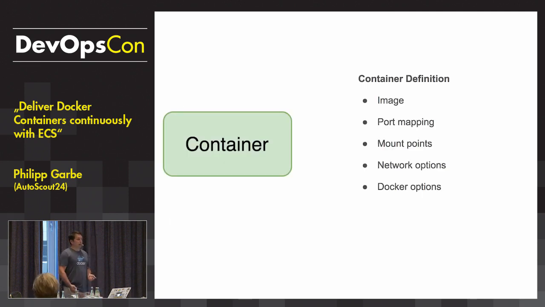So if we then want to deploy our services, we have to describe that. One part is the container itself. We have to define the image, the port mappings, some network options, and here we can also define the Docker options. Unfortunately, not all the Docker options that you know from Docker 1 are supported, but the most important ones. There are already some discussions on GitHub to support more of these parameters.